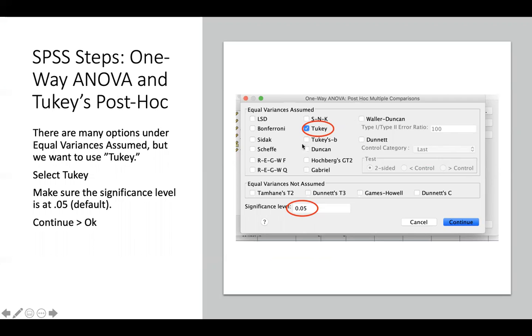So you want to select Tukey, and then you want to make sure that the significance level is at 0.05. It's the default, but you always want to check. That means that we're looking to get a result that if it's less than 0.05, it's significant. It's the p-value. We've talked about this a bunch.